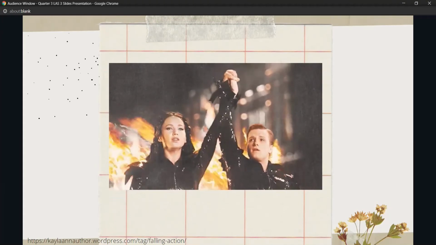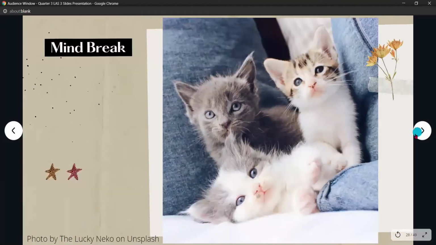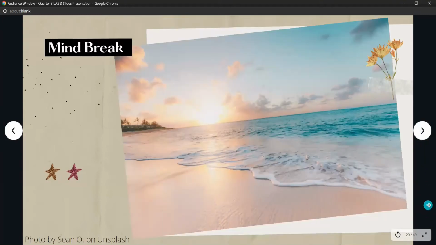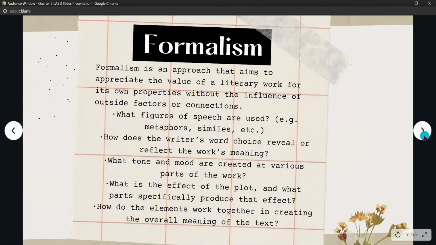Let's have a mind break by looking at these photos. I hope those pictures refreshed you.